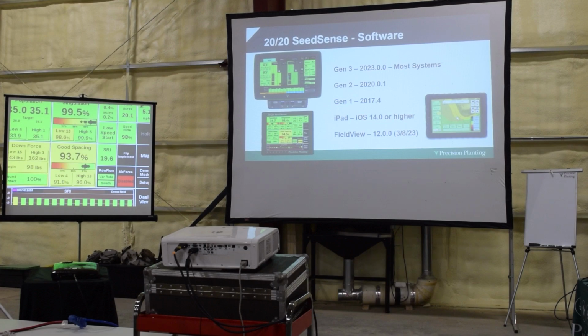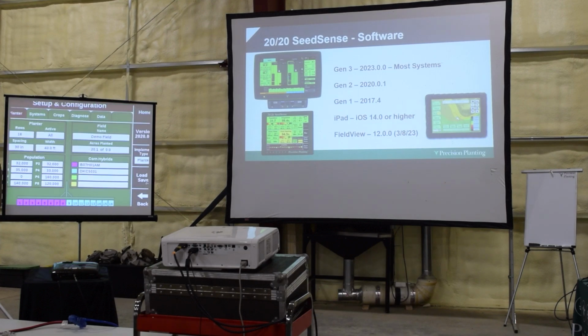If you hit the setup button just once on the side here, it is going to tell you what version you are running. My projector's just slightly cutting off my screen here, but you can see here it shows what version. Okay, if you're running a Gen 1, our last software update was in 2017, so 2017.4 is the most current for Gen 1 users.